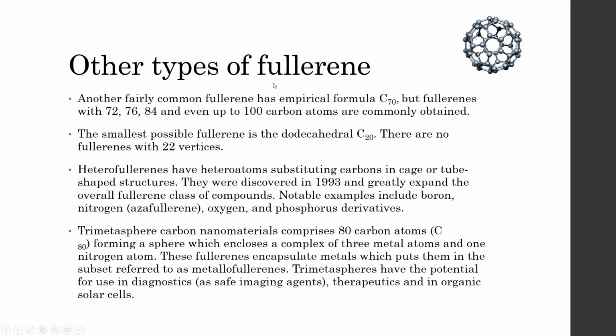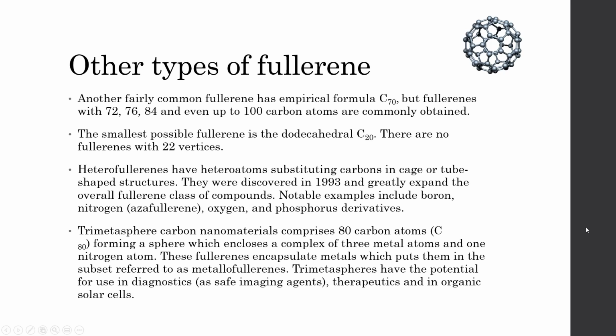There are other types of fullerene. Another fairly common fullerene has empirical formula C70, but fullerenes with 72, 76, 84 and even up to 100 carbon atoms are commonly obtained. The smallest possible fullerene is the dodecahedral C20. There are no fullerenes with 22 vertices.